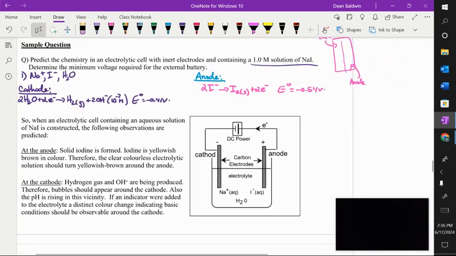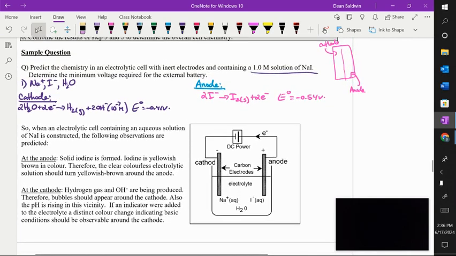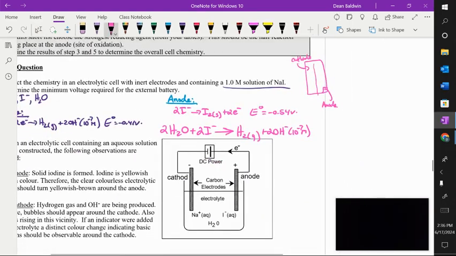Okay, let me finish this and then I'll come talk to you. All right, so the overall reaction, just add these two together. So you're gonna get 2 water molecules plus 2I minus producing hydrogen gas plus I2 solid. So the E naught of this, if you add those together, is negative 0.95 volts.